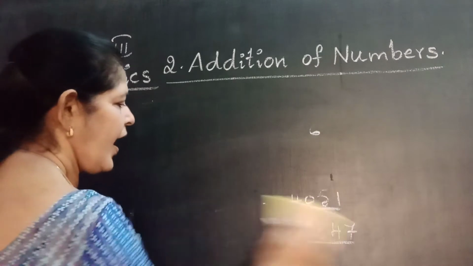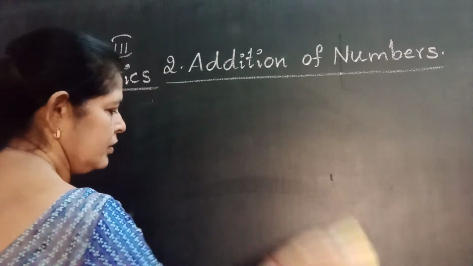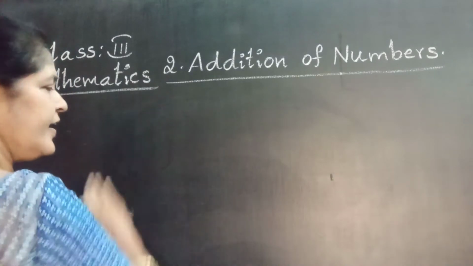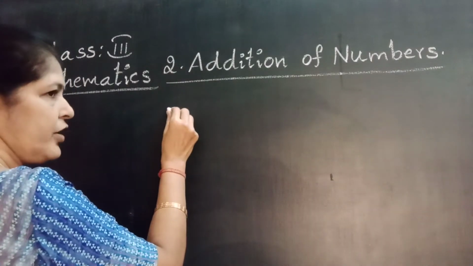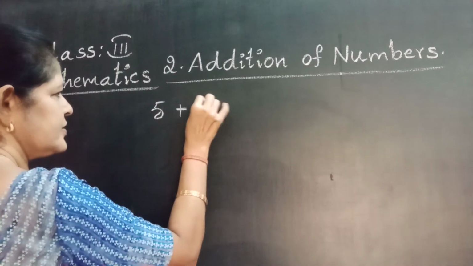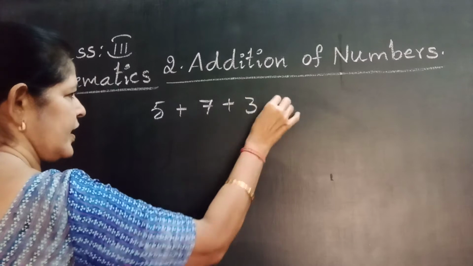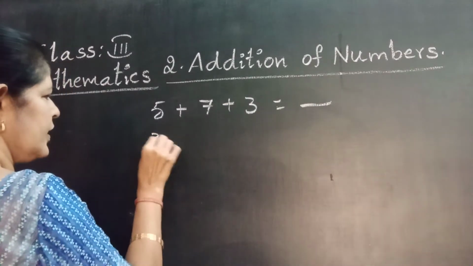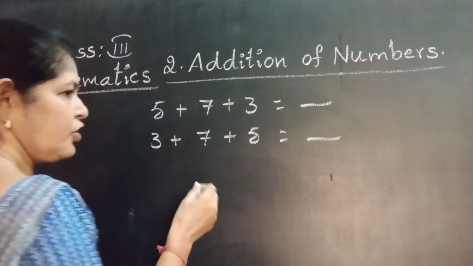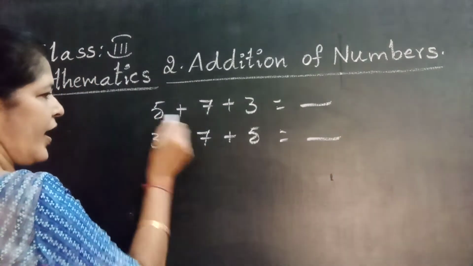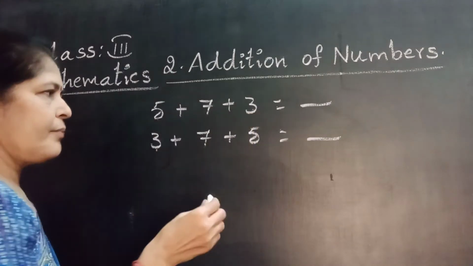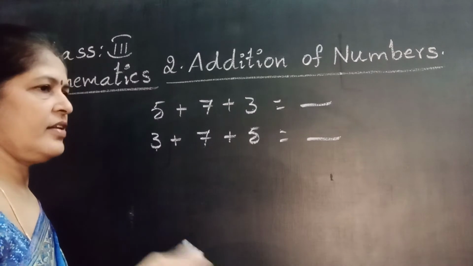Yes. We add two or more numbers in any order. We get the same total. First I am going to take one-digit numbers. 5 plus 7 plus 3. 3 plus 7 plus 5. We are using the same numbers: 5, 7, 3. Here the numbers are changing their position, their order.